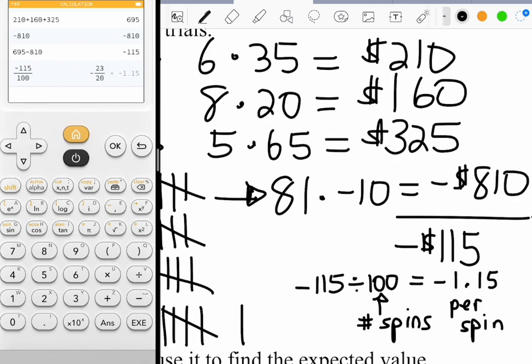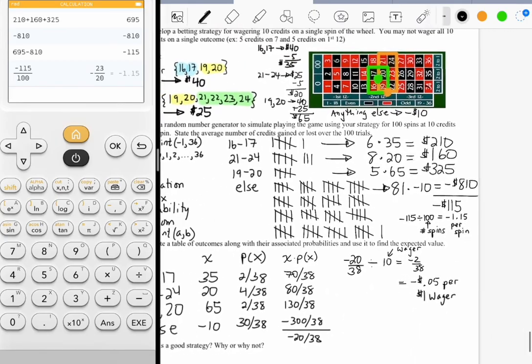All right. Now, each spin is valued at $10. So really, it's in the neighborhood. It's like negative 11 cents per spin, or per dollar wagered. All right. Which is twice what the expected value should be. But in the short term, there's going to be a lot of fluctuation. In the long term, it should settle in on whatever the value is supposed to be.